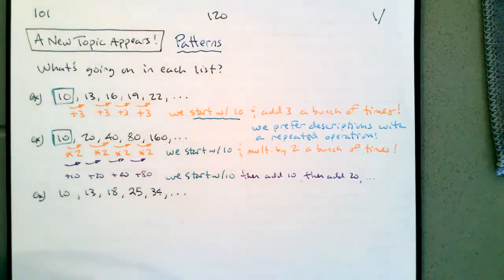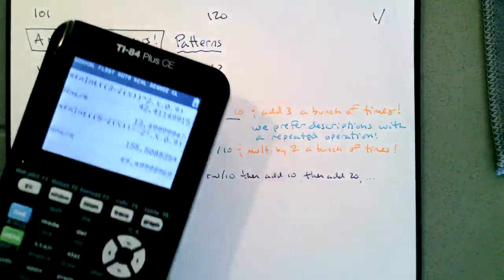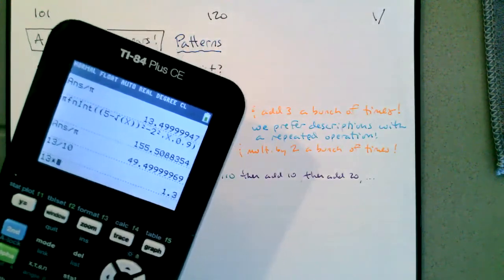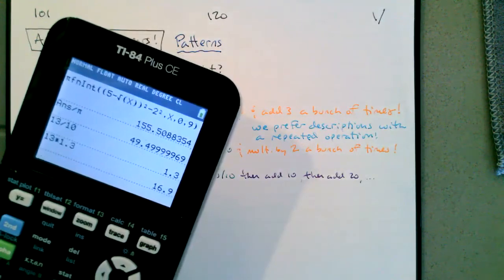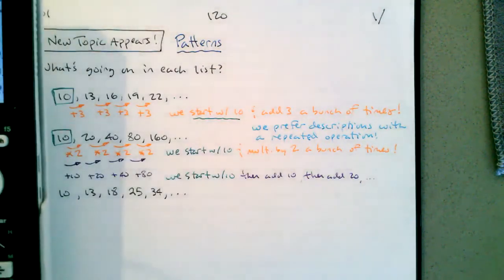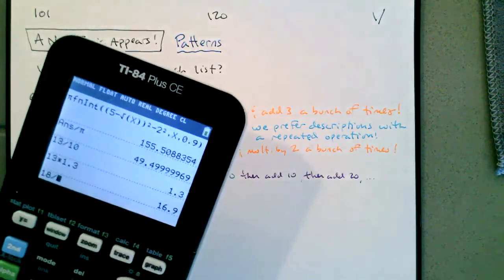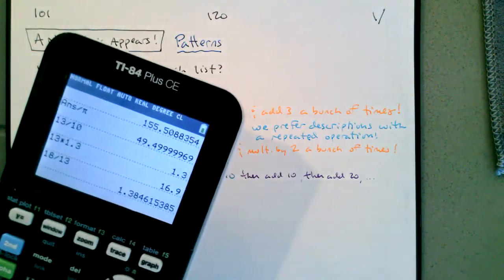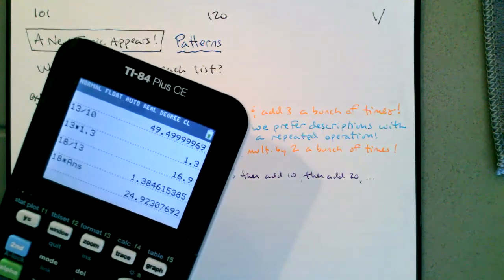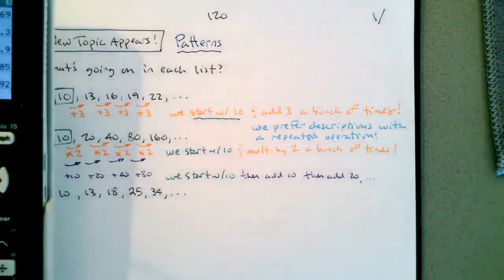So in this case, we're not adding the same thing each time, and we're not multiplying the same thing each time. Well, let's check to see that we're not multiplying the same thing each time. So if I do 13 divided by 10, it's 1.3. And if I do 13 times 1.3, I don't get 18, I get 16.9. So I'm not multiplying the same thing. And if I take 18 divided by 13, that means I'm multiplying by 1.38. And if I take 18 and multiply by the 1.38, I get 24.9, which is not the same as the 25.